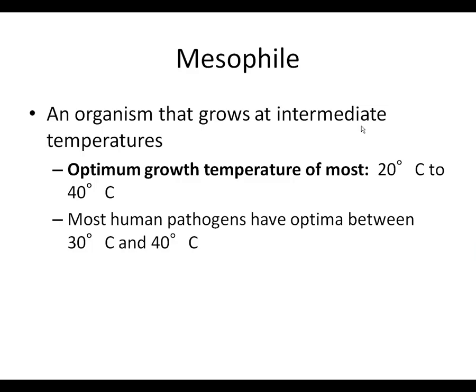Mesophiles, meso means middle, and these are organisms that are going to grow in those middle ranges or intermediate temperatures. Their optimal growth temperature is going to be between 20 to 40 degrees centigrade. So 37 degrees, which is body temperature, sticks right in the middle of that. Most human pathogens have an optimum growth temperature between 30 and 40 degrees centigrade. So most of our pathogens are going to be mesophiles, because that internal core body temperature is just right in the middle of their optimum growth temperature range.